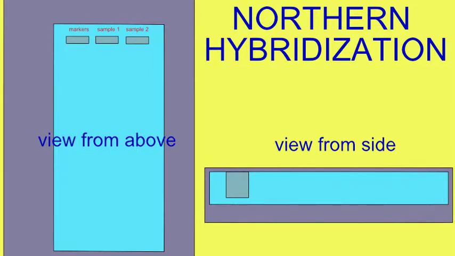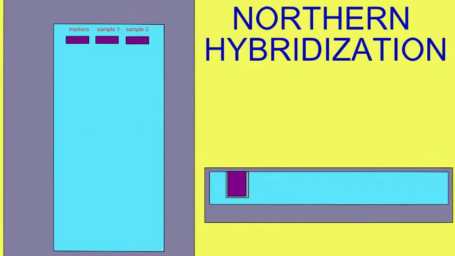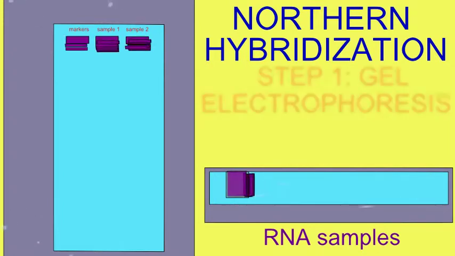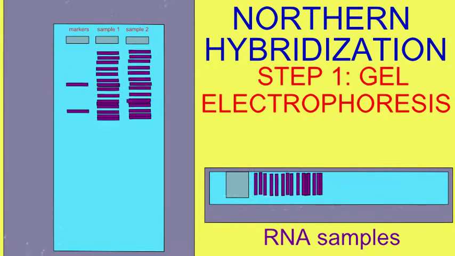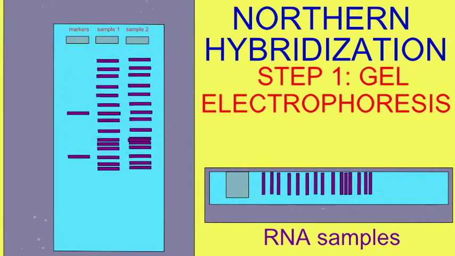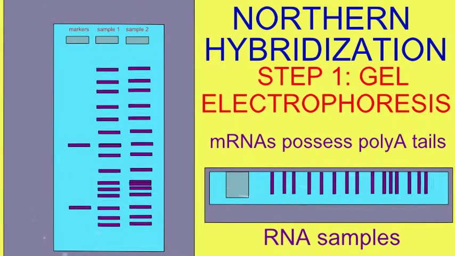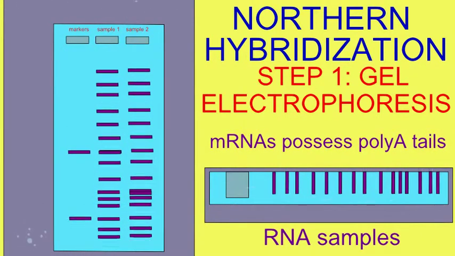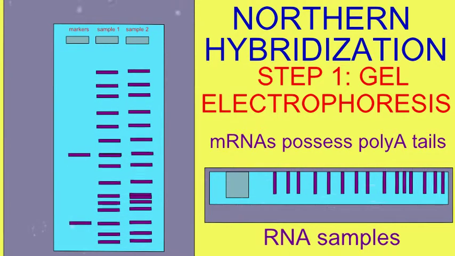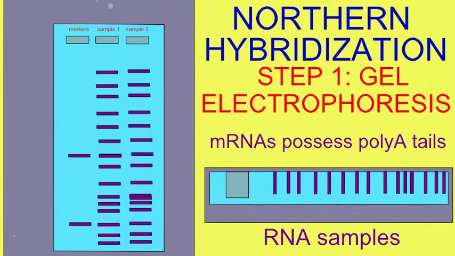From the process of southern hybridization, which studies DNA, the process of northern hybridization was developed, which studies RNA. RNA samples from a cell are isolated and run through a gel. These RNA samples are usually isolated from their poly-A tails, indicating that these are mRNAs. The RNAs are then absorbed into a membrane, and then a probe studies the presence of specific RNAs.